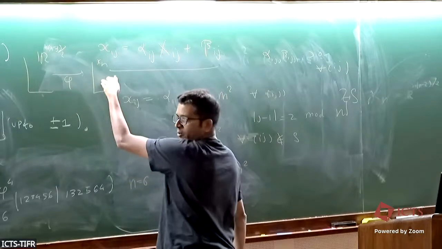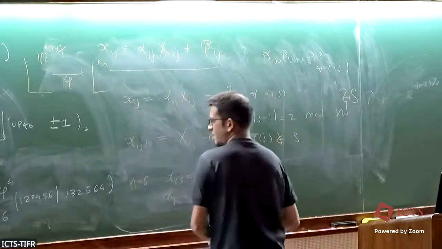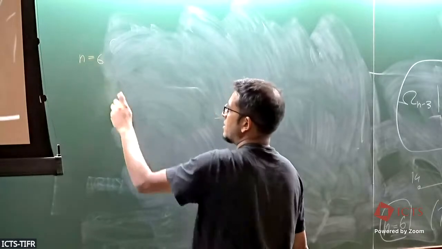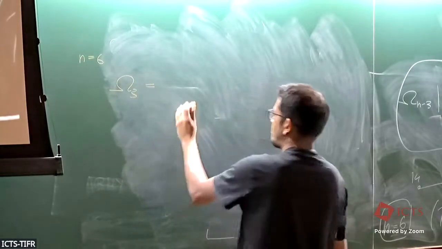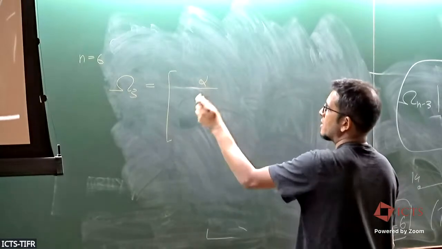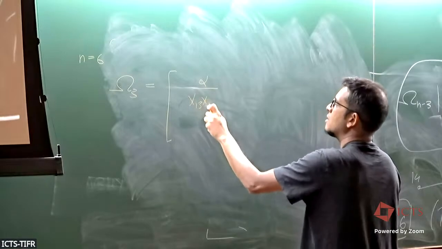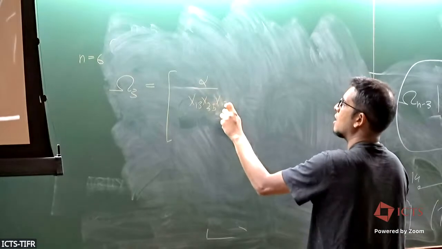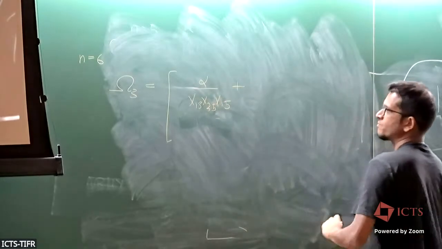So now I can push forward this differential form and see what I find, and what we find is the following. We can write a more general formula. I'm giving the example for n equal to 6. So for n equal to 6, we get 1 by alpha.